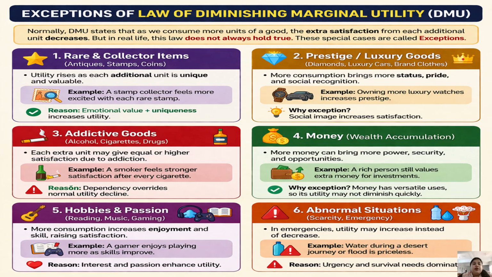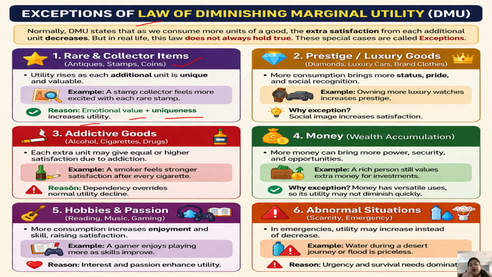Okay, some theories always have exceptions, and the law of diminishing MU also has exceptions. Why? Let's see one by one. First, rare and collector items. It means the utility rises as each unit is unique and valuable. For example, a stamp collector feels more excited with each rare stamp. So here emotional value plus uniqueness are involved. It increases the utility. It will not diminish the utility.